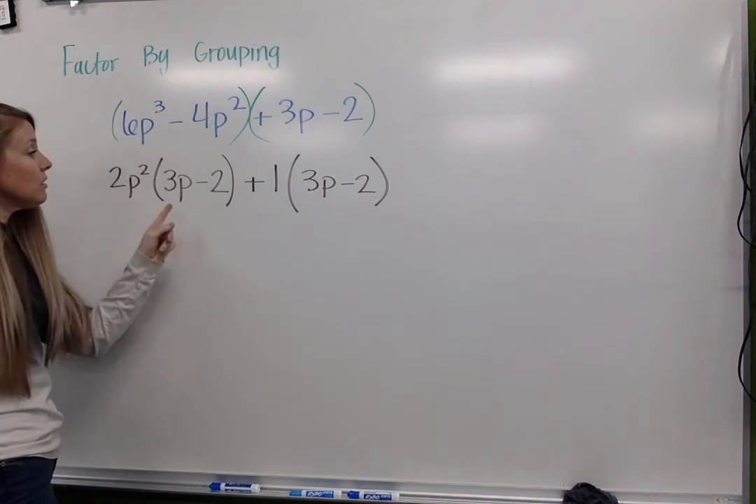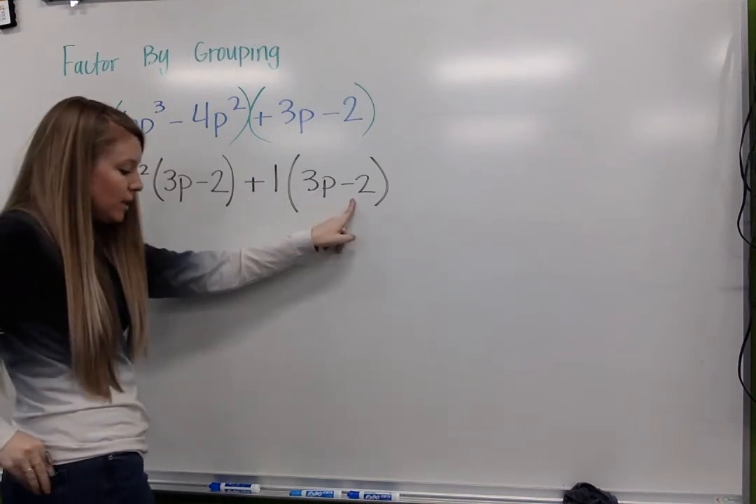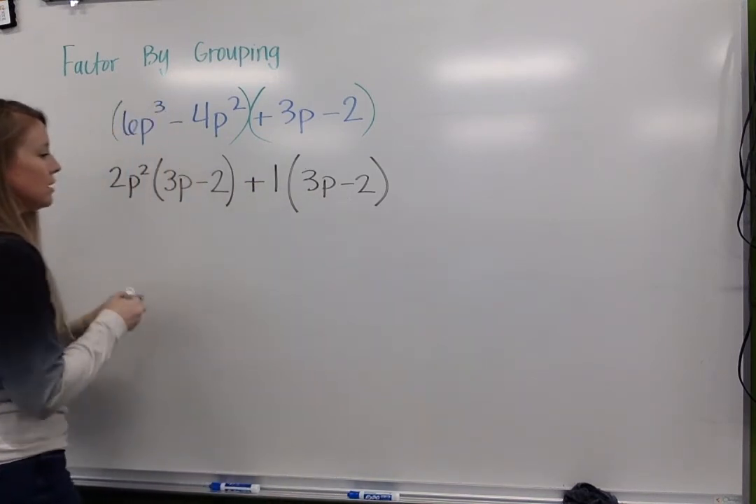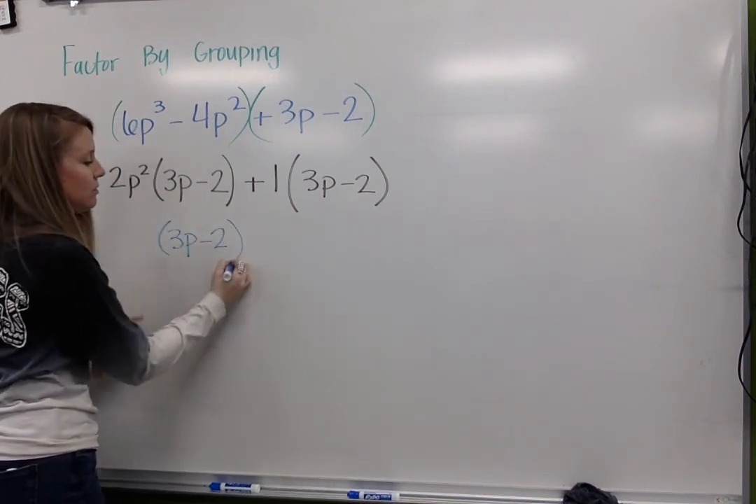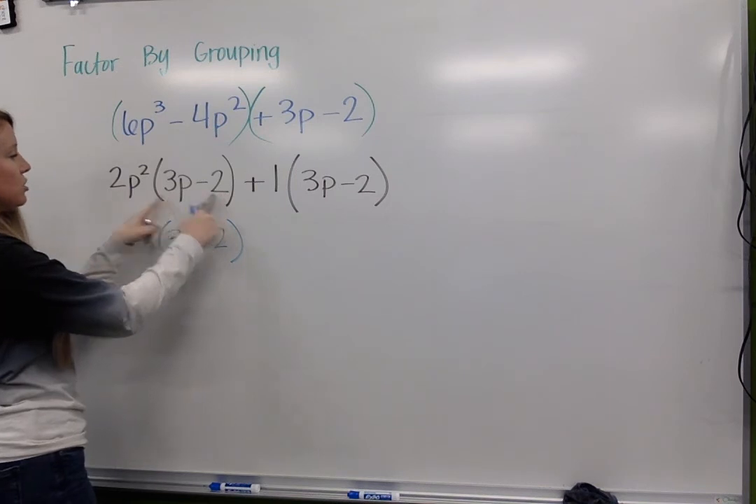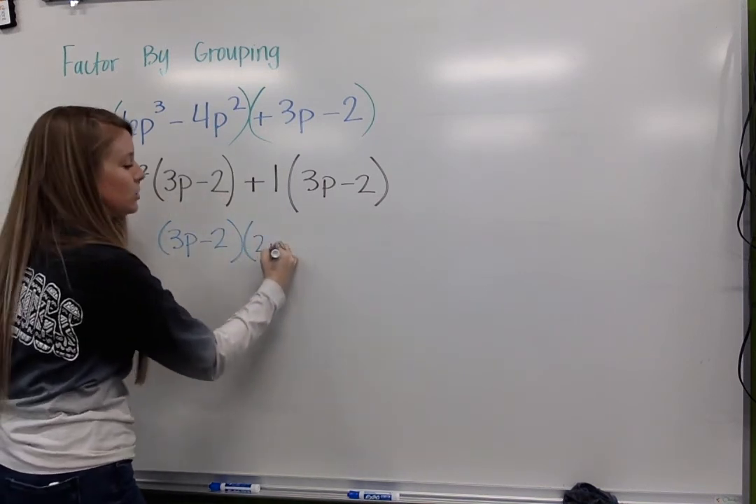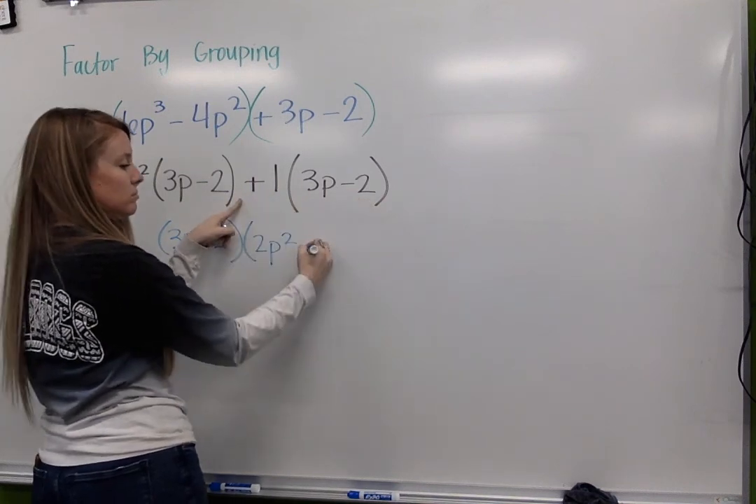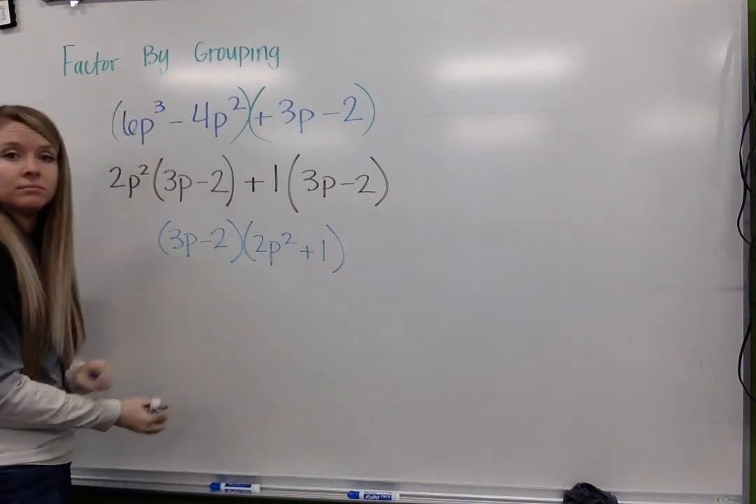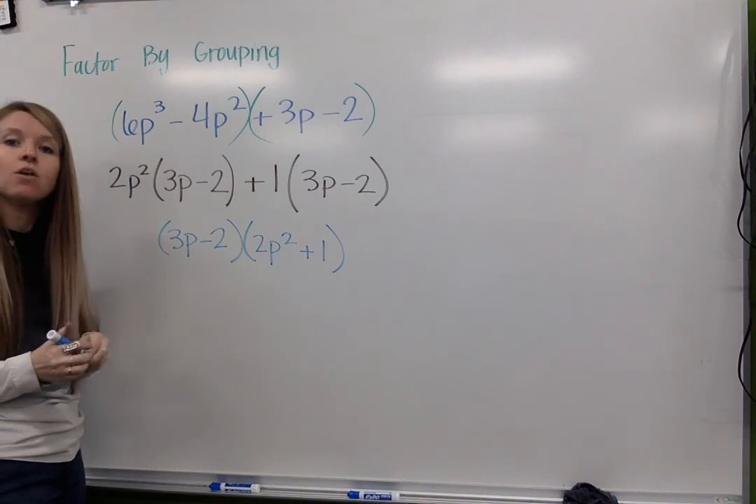So if I take a look, 3p minus 2 and 3p minus 2, I'm going to factor that out front. 3p minus 2 times 2p squared, and 3p minus 2 times a positive 1, and there's my factors for my polynomial.